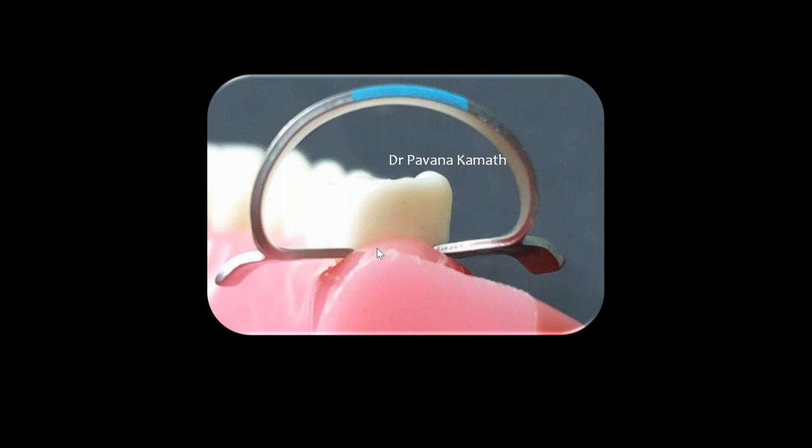The prongs are facing each other and the clamp has engaged the tooth passively at the cervical margin of the tooth. This is a stable isolation. So this is called a passive isolation.